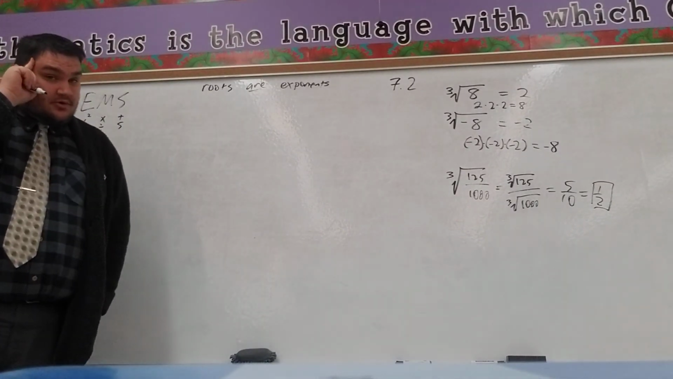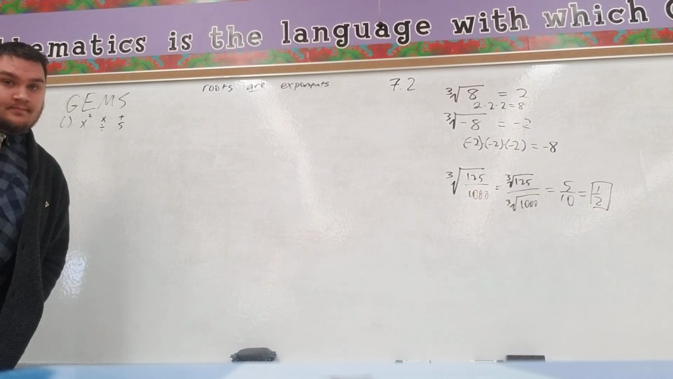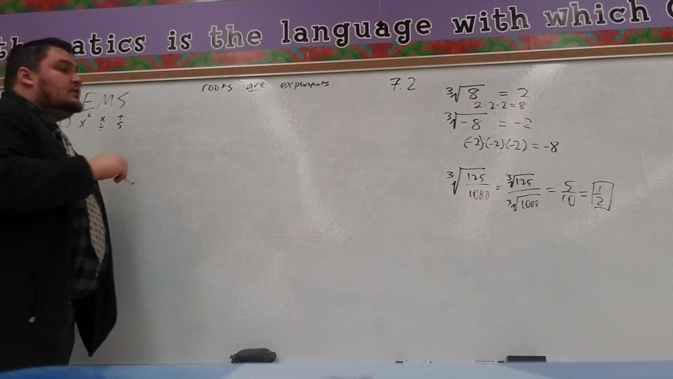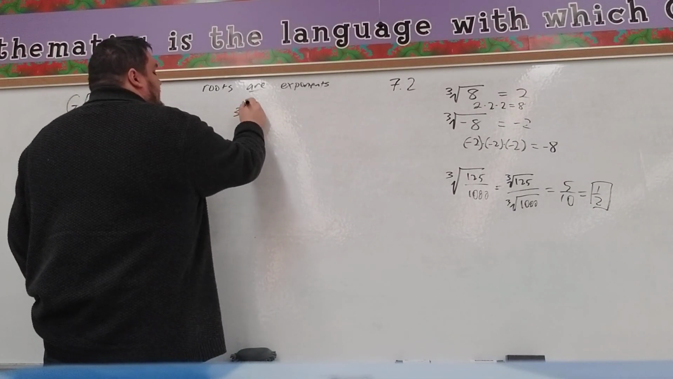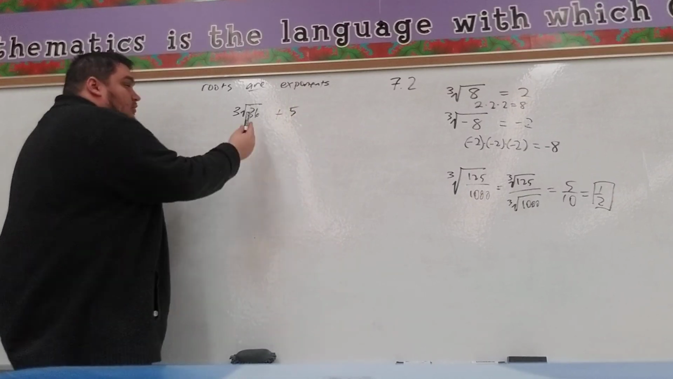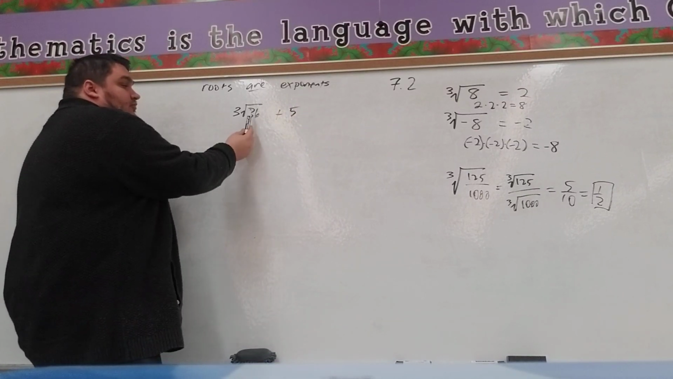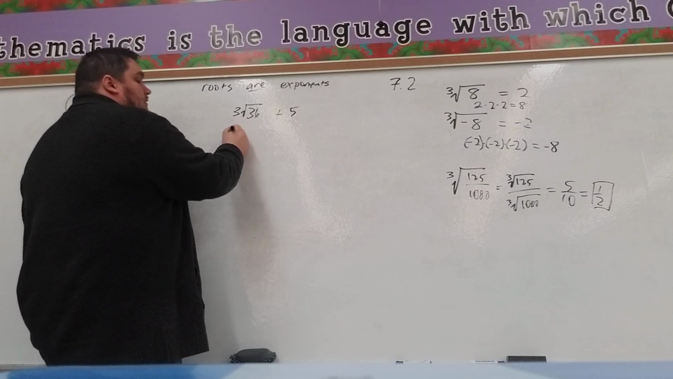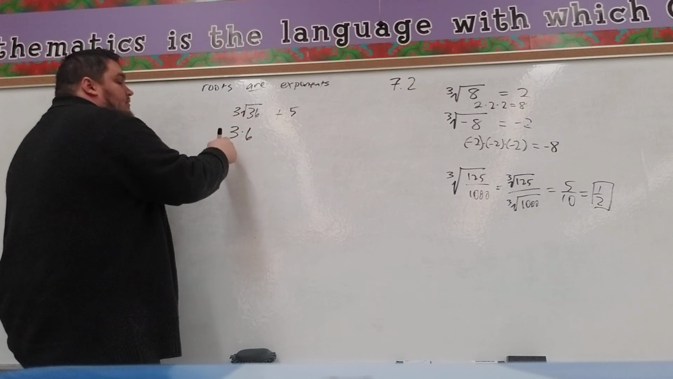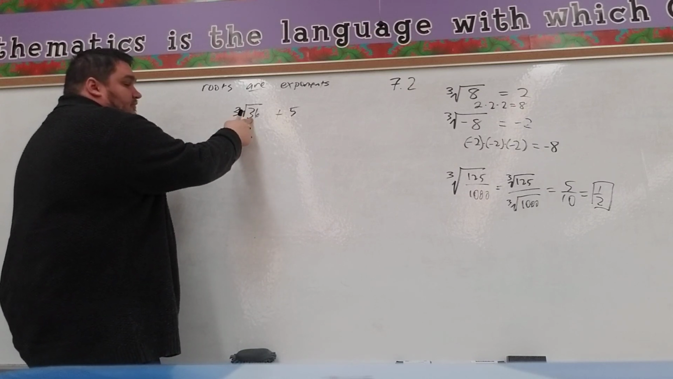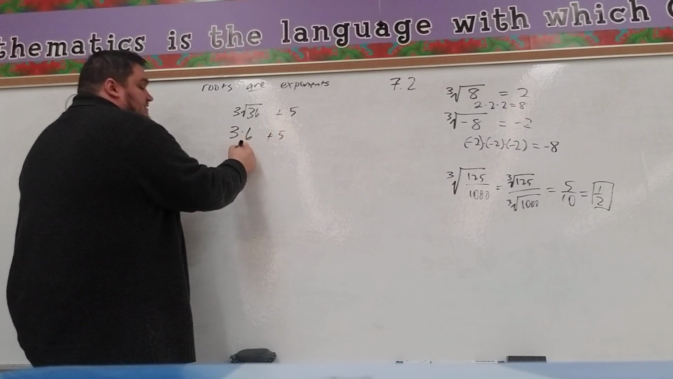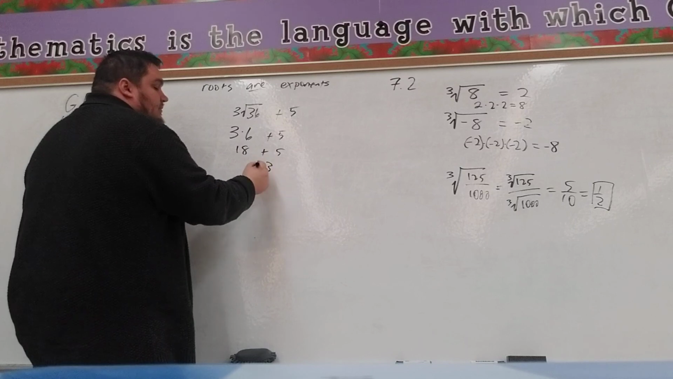So that's going to be useful when we're doing our expressions. So let's say that I have something like 3 times the root of 36, plus 5. Well, we evaluate what the root of 36 is first. 3, and this is 6. This means multiplication here. So we evaluate the root first, then we multiply, and then we add. So this is 18 plus 5, which is 23.